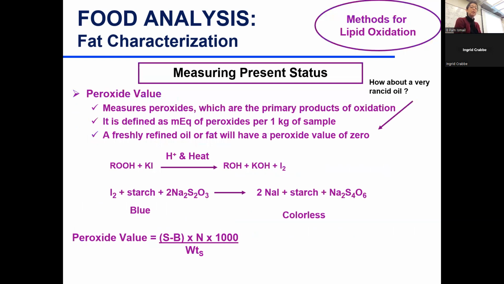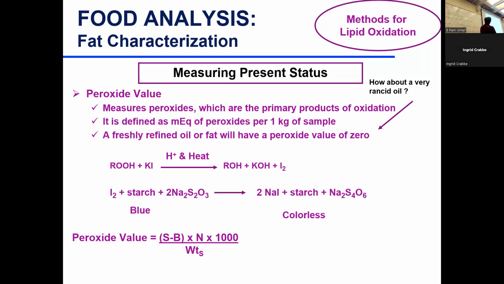All right, so measuring the present status of oxidation. There are a couple of common ways. First, you measure primary oxidation products, and primary oxidation products are peroxides. Then you can measure secondary oxidation products. There are multiple secondary oxidation products that you can measure. Hexanal, for example, is a secondary oxidation product. Malonaldehyde is a secondary oxidation product. You can specifically measure malonaldehyde, or you can measure aldehydes in total.